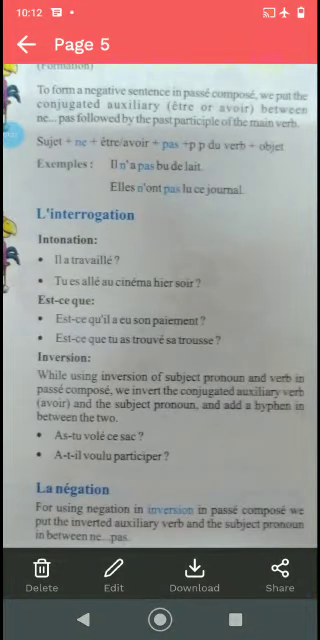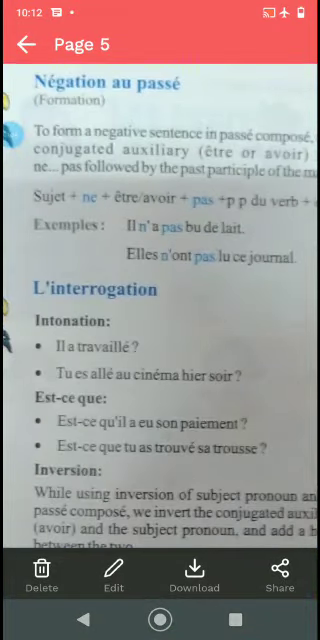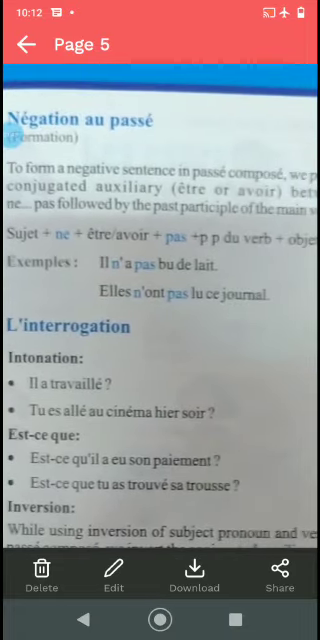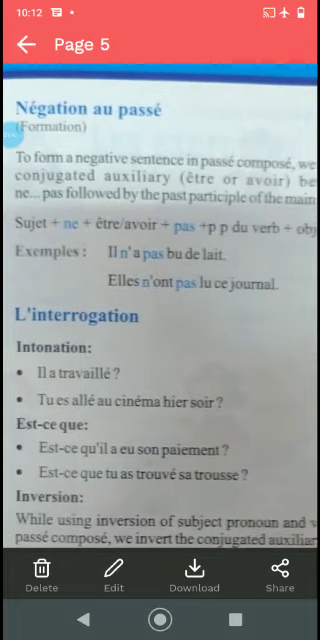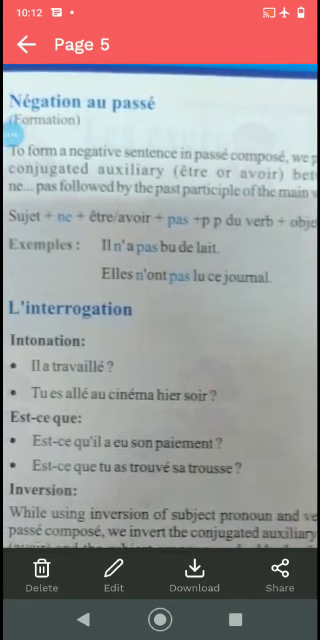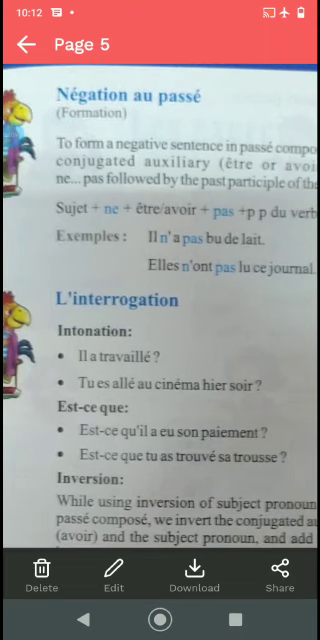Is it clear? So we have done the affirmation of the passé composé. Now we will be doing the negation au passé. To form the negative sentence in passé composé, we put the conjugated auxiliary être or avoir between the ne and pas, followed by the past participle of the main verb. You are not going to get confused, because there will be two verbs. First is the auxiliary verb and the second is the past participle. Basically we put the ne before the verb and pas after the verb. Since two verbs are together in one sentence, you are not going to put the ne before the auxiliary and pas after the participe passé.